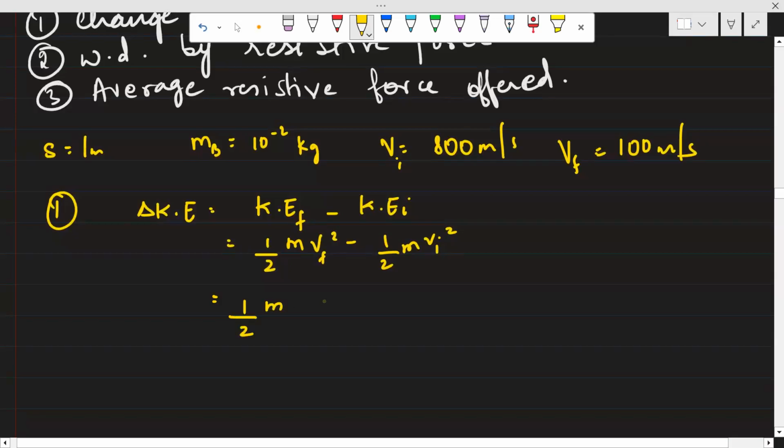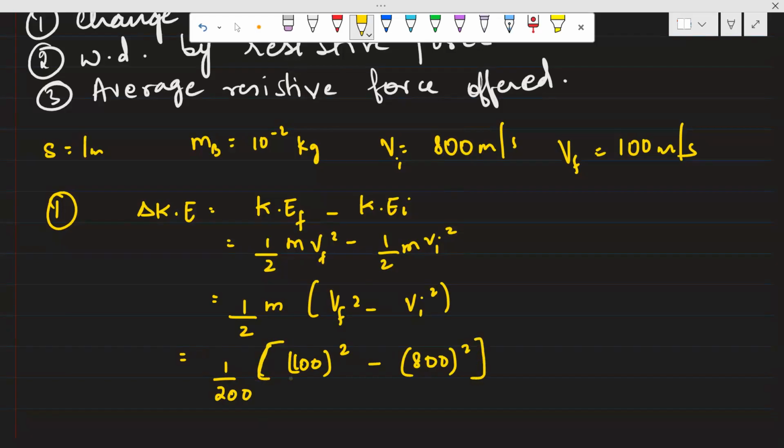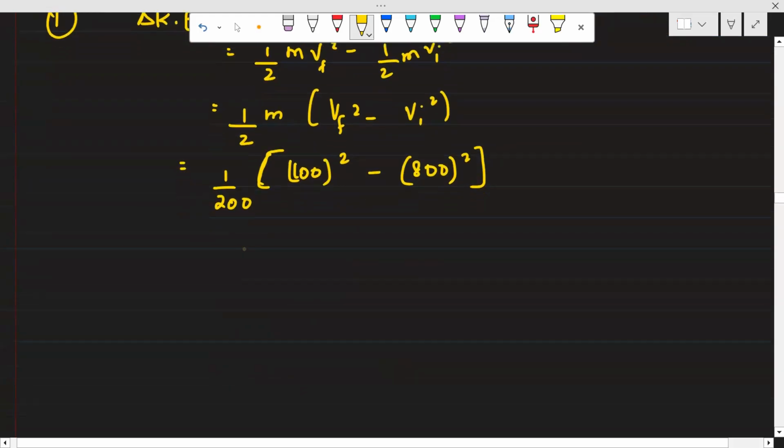Write this as half m into v final square minus v initial square. When you put in the value half, this is 10 to the power minus 2, so this will be 1 by 200 into v final, which is given as 100. So this will be 100 square minus 800 square. This is what we'll have as our kinetic energy.